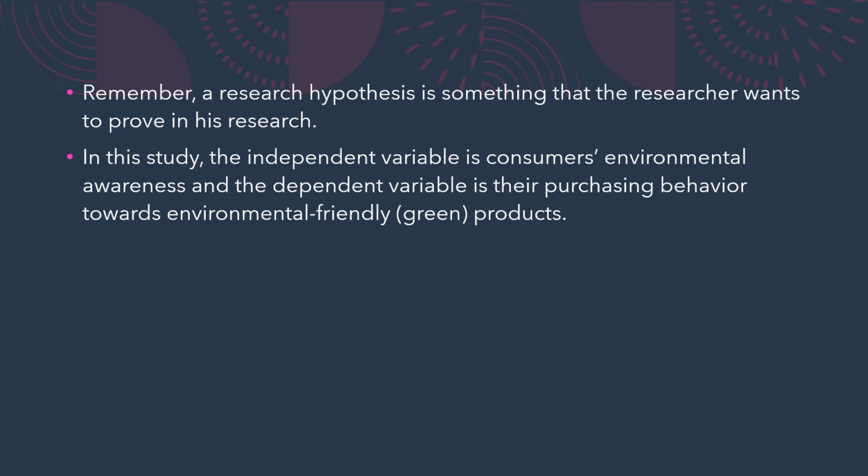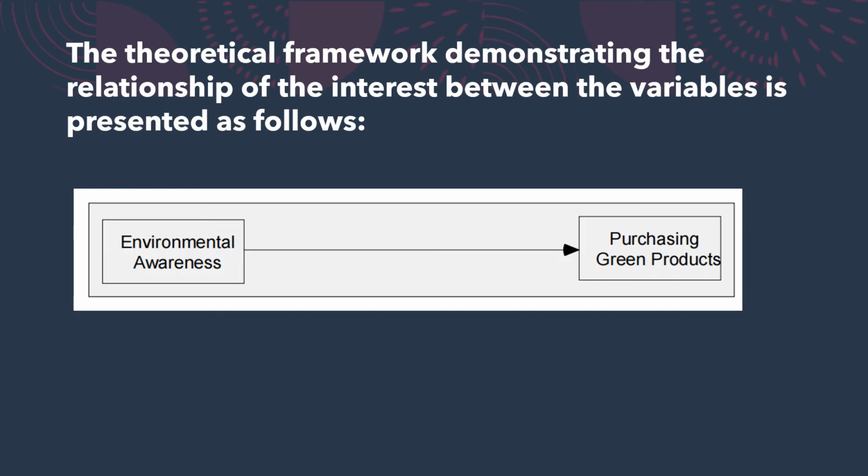In this study, the independent variable is consumers' environmental awareness and the dependent variable is their purchasing behavior towards environmental-friendly, green, products. The theoretical framework demonstrating the relationship of the interest between the variables is presented as follows.